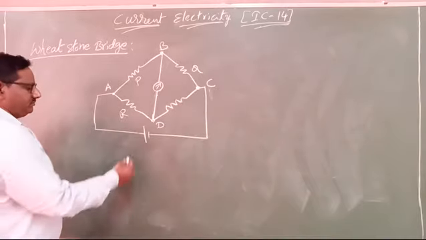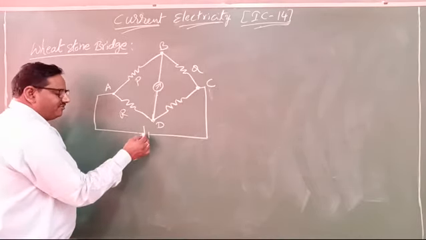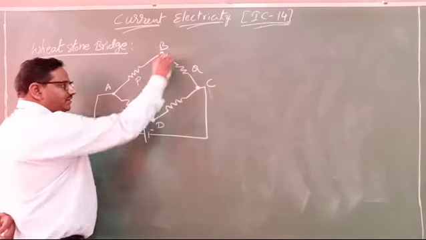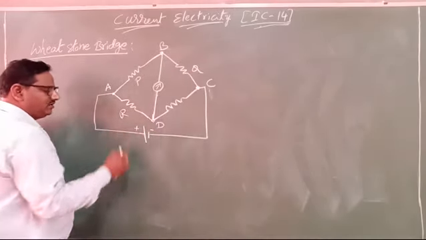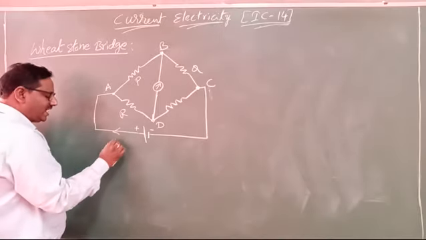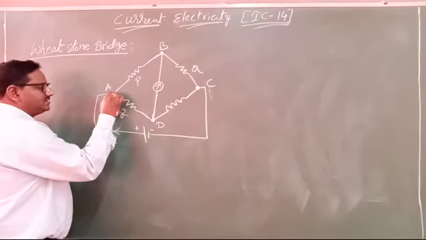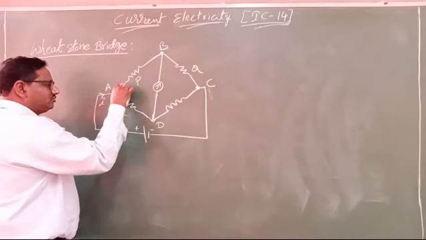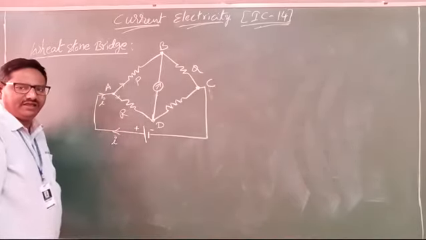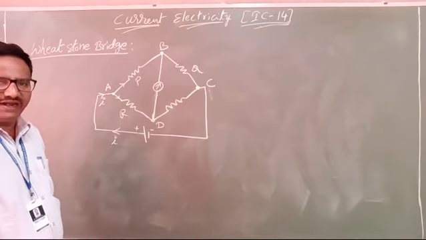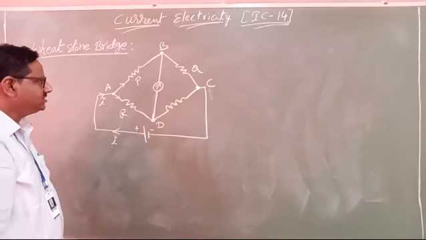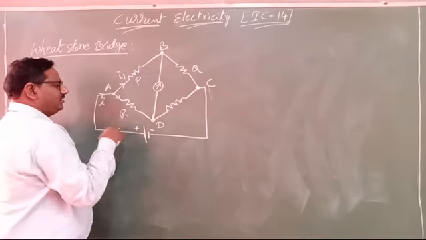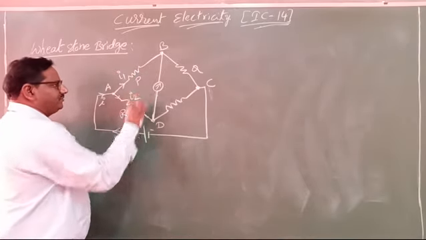Okay, now the current will pass from the positive terminal of the cell and reach the negative terminal of the cell. How will it go? It is I. At this point A, the current will be I. We have two ways, so it must split. How does it split? Here it is I1 and here I2.